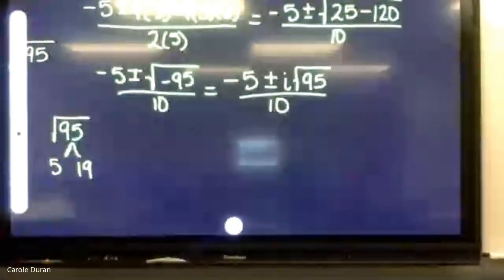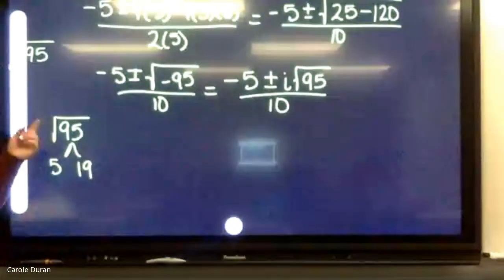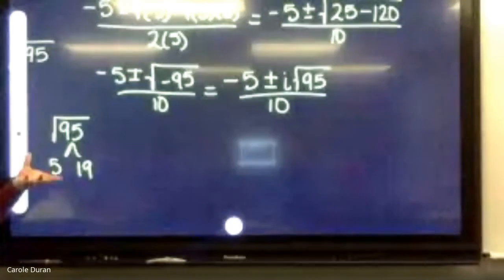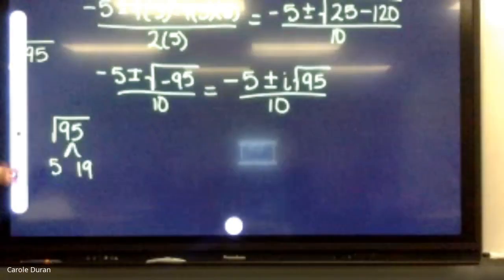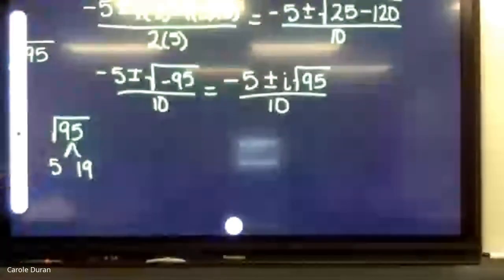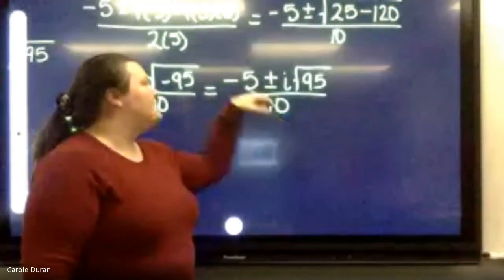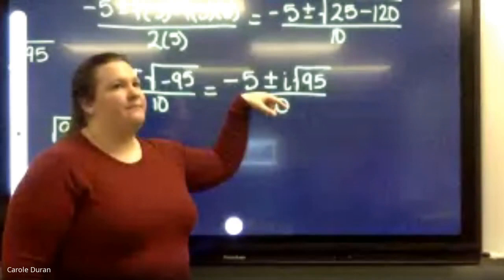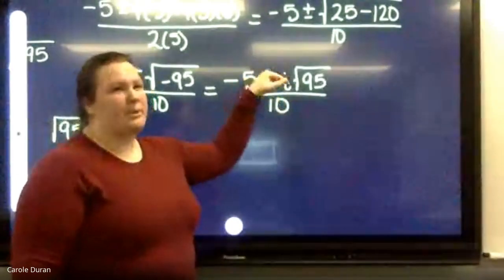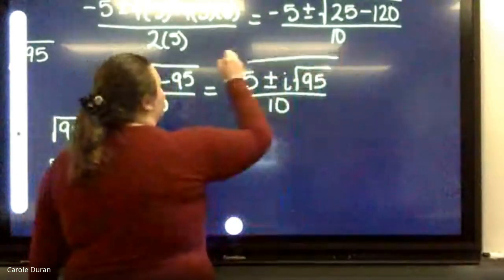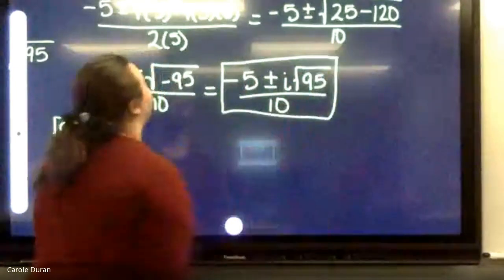Both of those are prime, which means the square root of 95 is not going to reduce to anything, so it just stays the square root of 95. Since there's no number out front, I cannot cancel out anything from this 5 and the 10. We can only do that if there are 3 whole numbers around. So this is my final answer. That's beautiful.